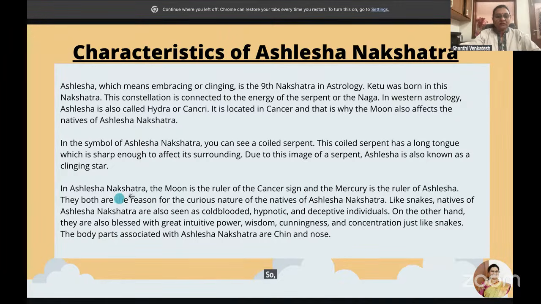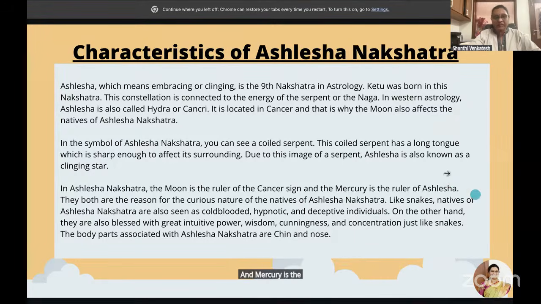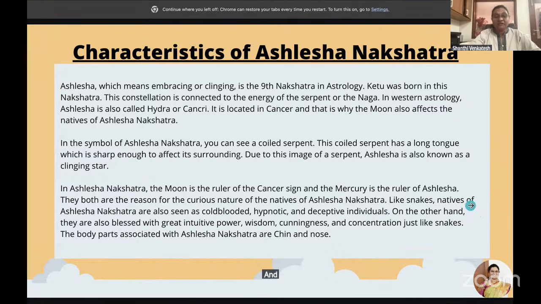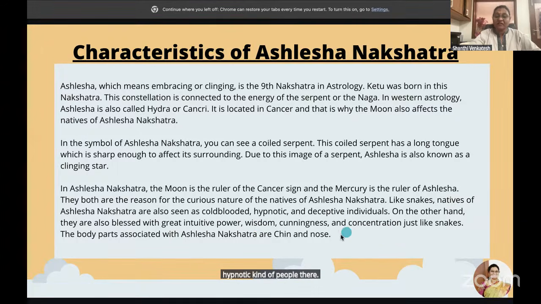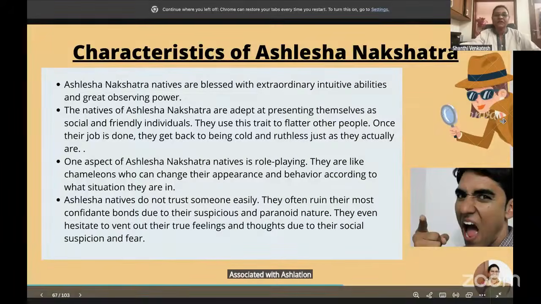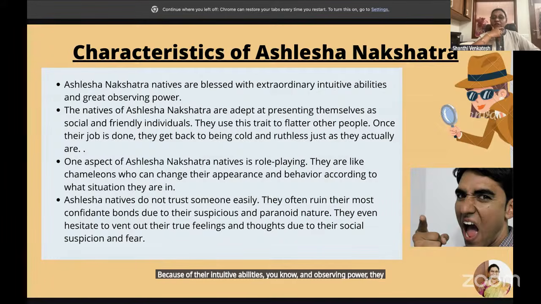So here in Ashlesha Nakshatra, the moon, that Ashlesha Nakshatra is found in Karkataka Rashi, whose lord is moon. And Mercury is the ruler of Ashlesha Nakshatra. So because of this, the people have got a very curious nature. And at the same time, just like a snake, they are very cold-blooded, hypnotic kind of people. Intuitive power is there, wisdom, cunningness. All these qualities are also associated with Ashlesha Nakshatra. Because of their intuitive abilities and observing power, they can become very good detectives.